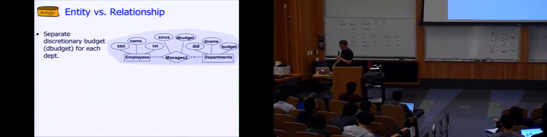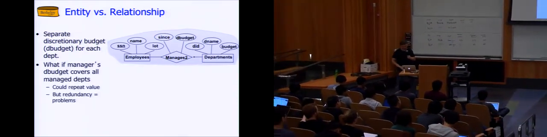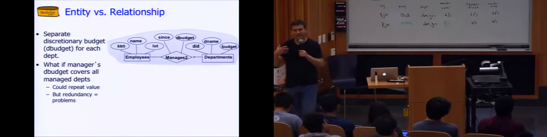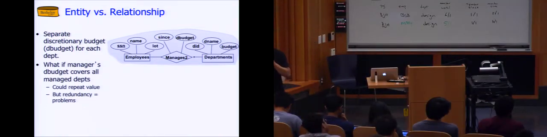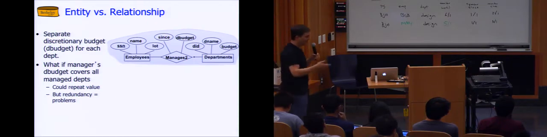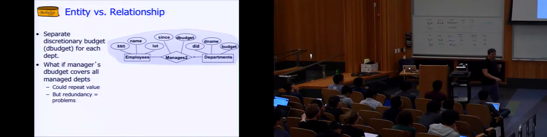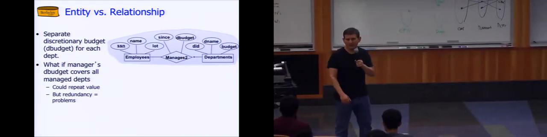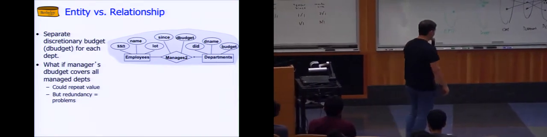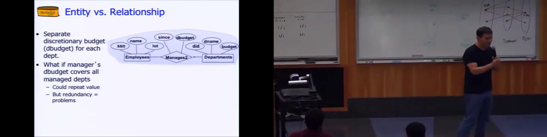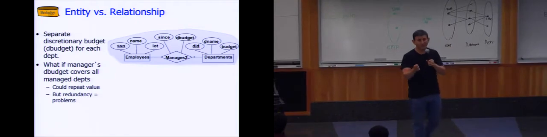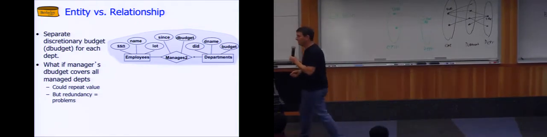So that's cool. But what if the manager had the ability to spend that budget across all the departments they manage? So I manage the computer science department, and I manage the statistics department. I'm the lord of all data, okay? And I should get to choose that CS gets more money than stat, because that's what I want. I don't want the university telling me exactly what my discretionary budget is for CS and stat. I want a slush fund. I like my slush fund.